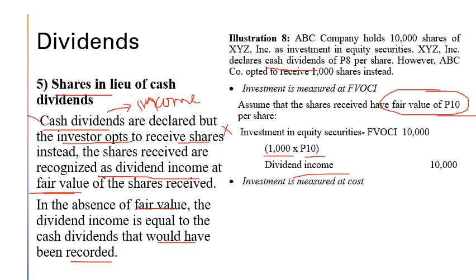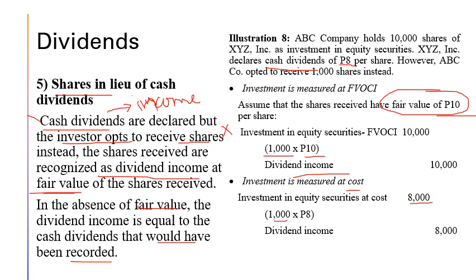If the investment is measured at cost, then debit investment in equity securities at cost, 8,000. Why is it 8,000? Dahil walang fair value, we're going to use the cash dividends that would have been received, which is 8 pesos times the 1,000 shares, and then you credit dividend income.